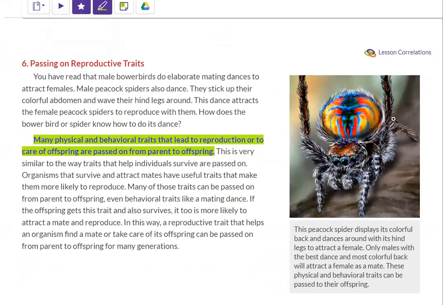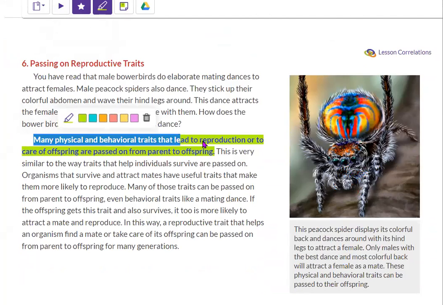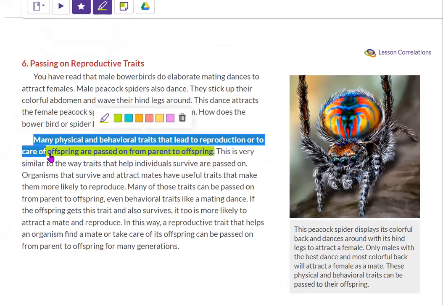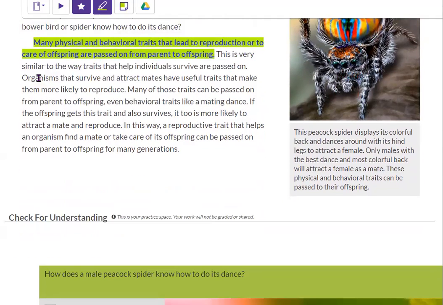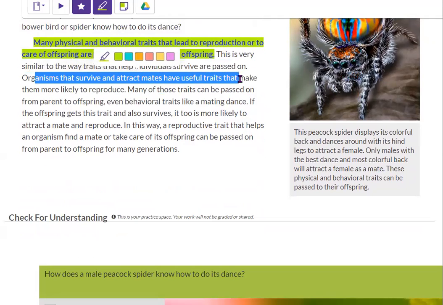This right here is a peacock spider displaying its colorful back, and it's typically going to dance around with its hind legs to attract a female. A lot of physical and behavioral traits that lead to reproduction or care of offspring are passed from parent to offspring, right? So these traits, like this colorful display here and its dance, they're passed on through genetics, right? DNA and genetics. Organisms that survive and attract mates have useful traits that make them more likely to reproduce.